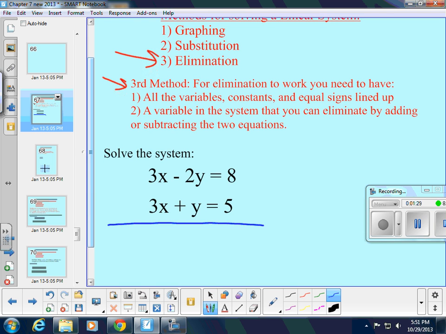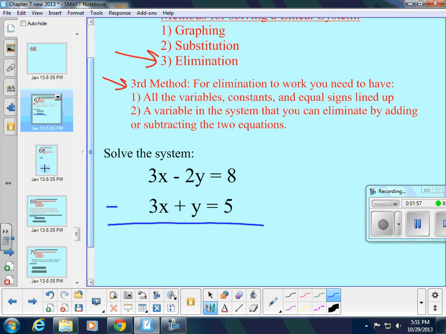So what happens in a problem like this? This one is set up right now for elimination. It's got all the like terms lined up. And also we've got a variable that we can eliminate by adding or subtracting. In this particular problem, if I subtract, my 3x minus 3x will eliminate the x variable, and then I'll just have y's left, and that'll allow me to solve this particular system.